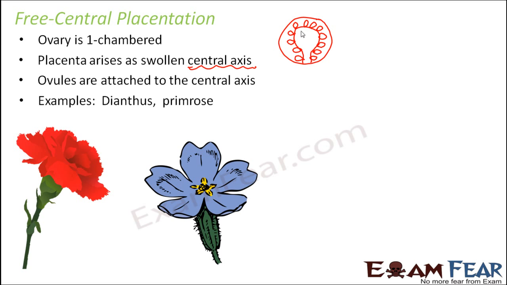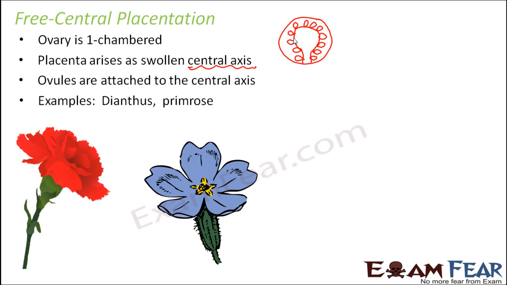So here you can see, how do you differentiate between free central placentation and parietal placentation? In parietal placentation, the ovules were on the wall, whereas in this placentation, the ovules do not touch the walls. The walls of the ovary remain untouched, right? Okay.